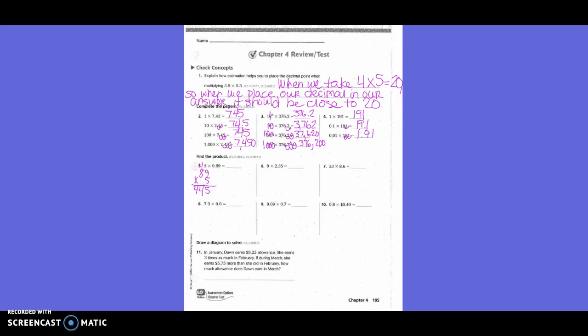Now, this is where we go back to realizing we have decimals. So how many decimals do we have? Two. So I'm going to loop over two places. So my answer is?